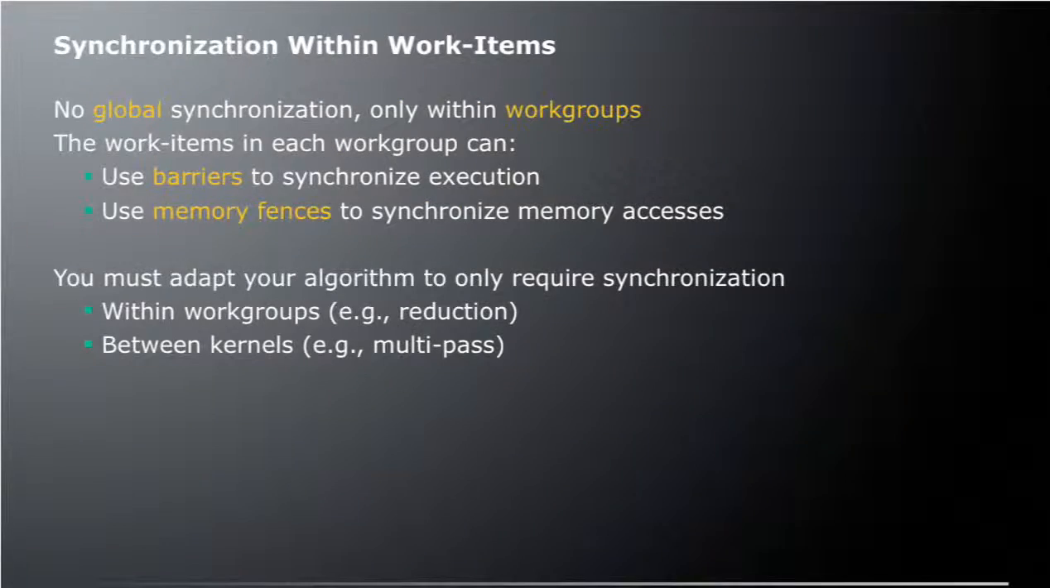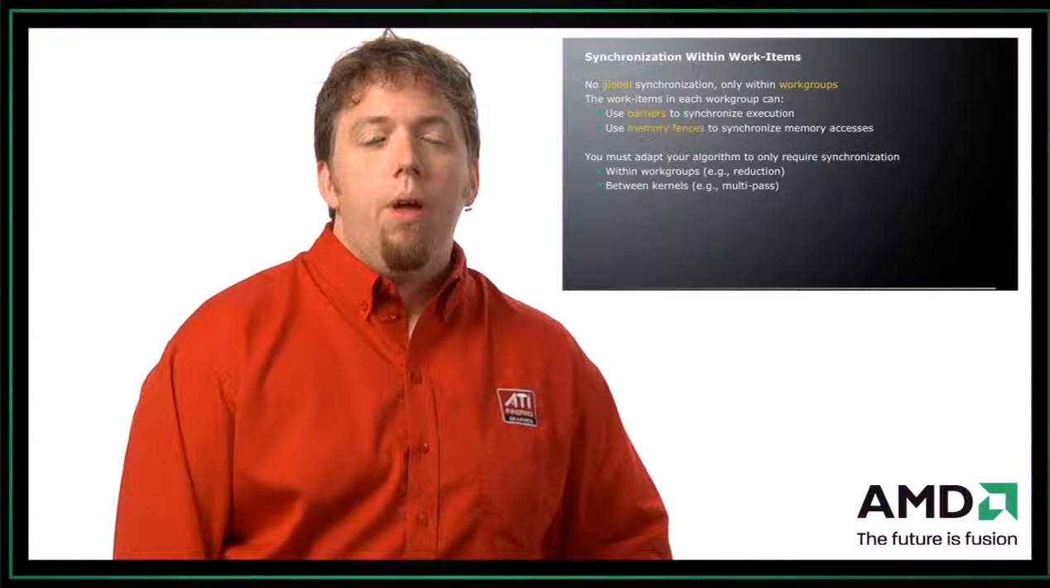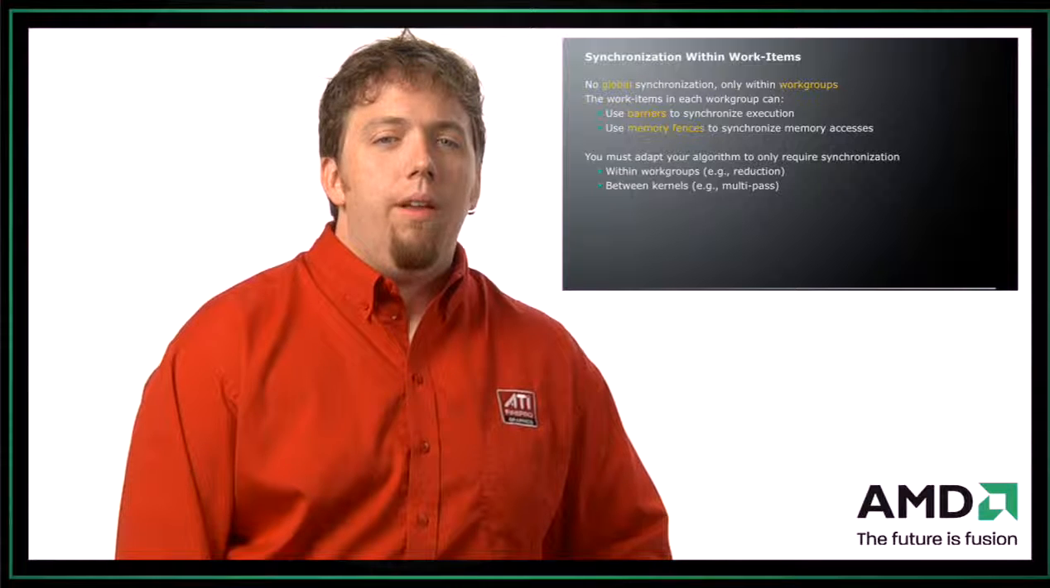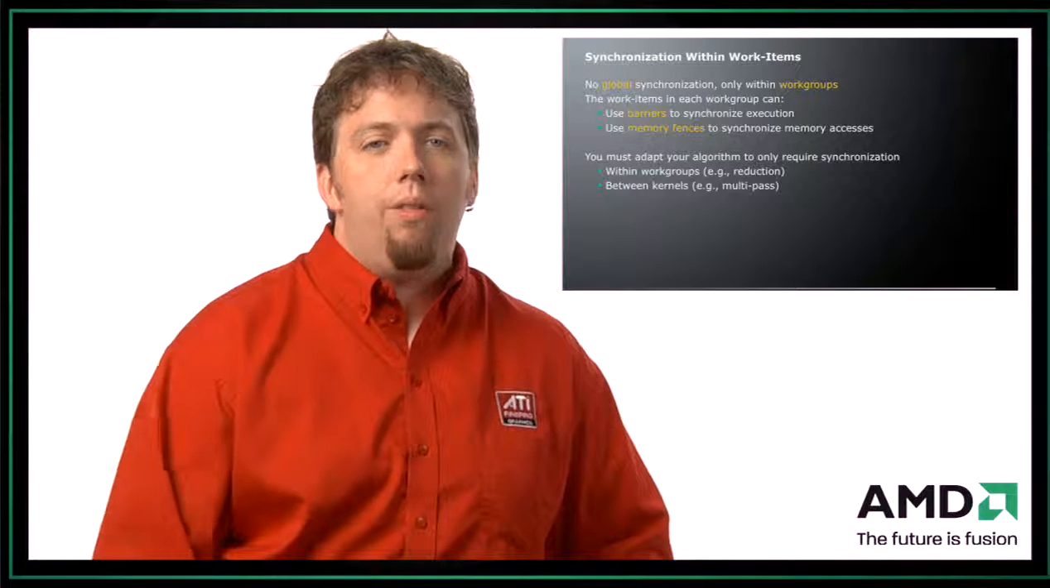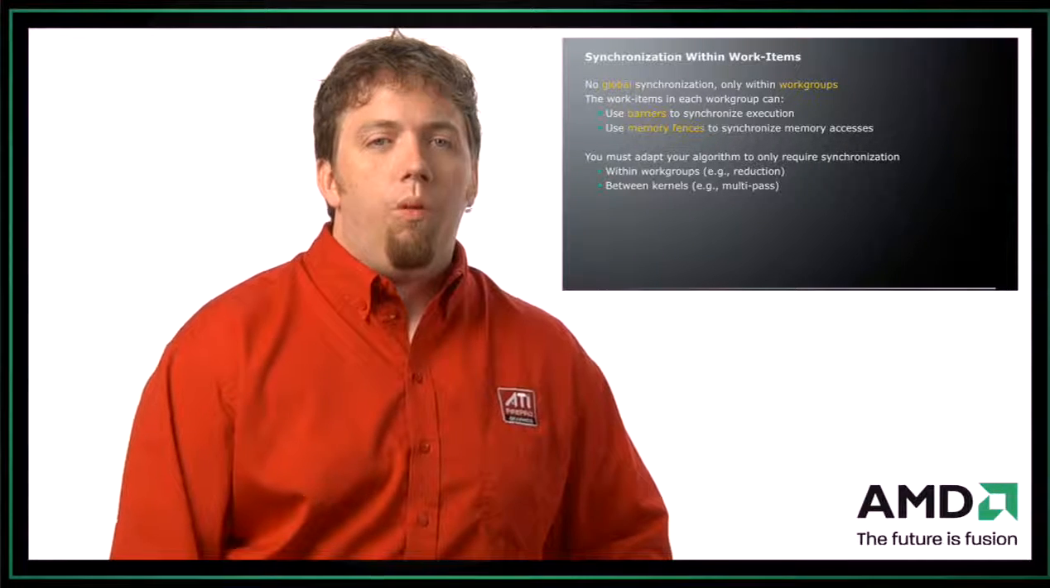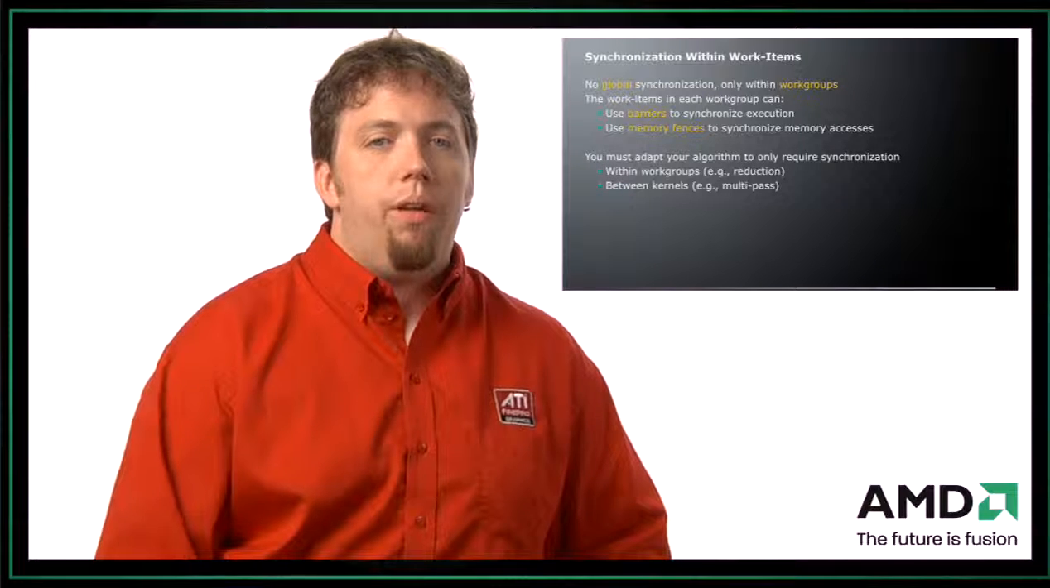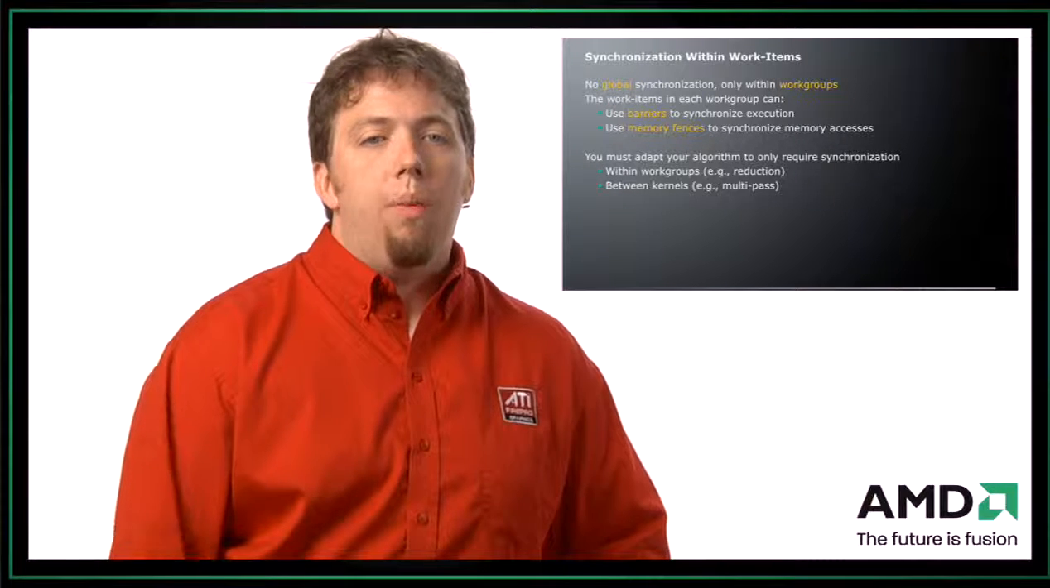Let's go back to the synchronization within work items. There is no global synchronization; it's only within work groups. So each work item in a work group can use barriers to synchronize execution, or it can use a memory fence to synchronize memory accesses. Note there are two different ways to synchronize work items in a work group, depending on what you're doing, whether you want to synchronize execution or memory accesses.